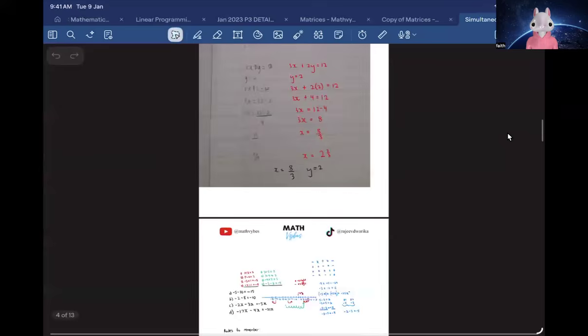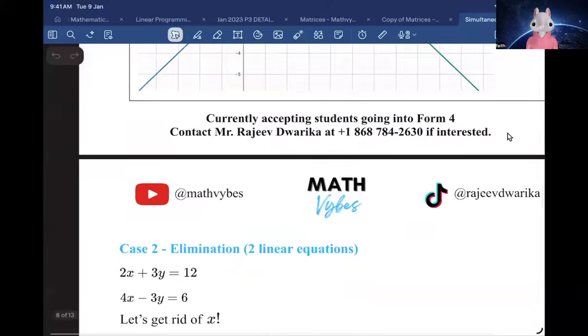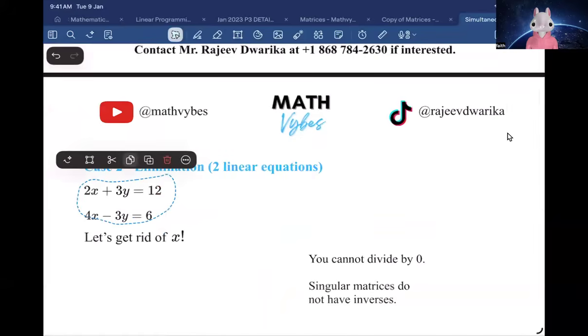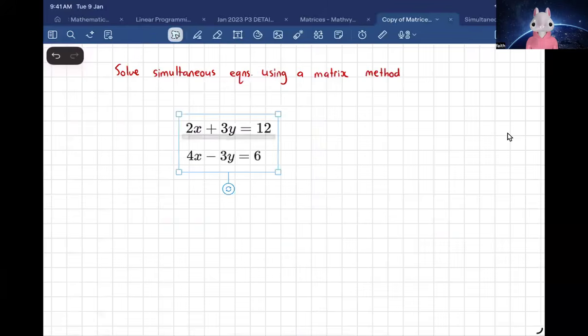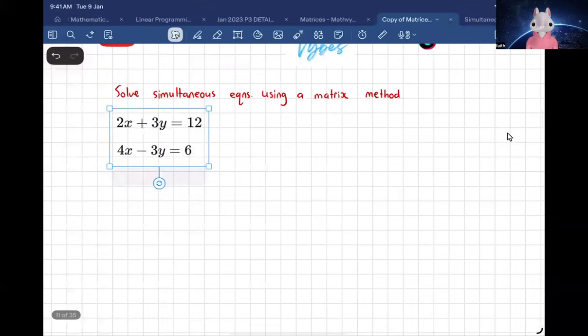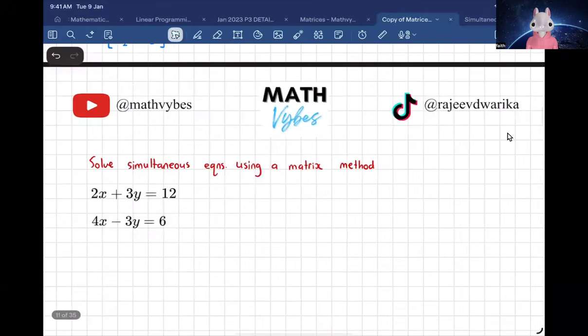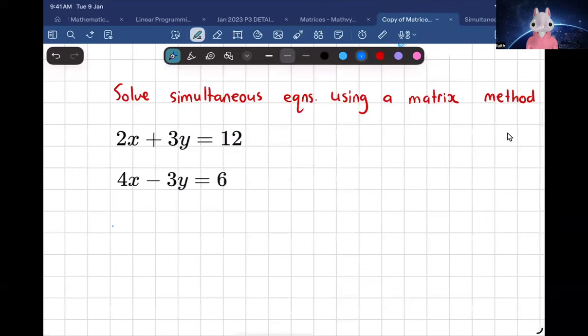Get a different one. It's a nice one. All right, so guys, can everybody see that we have our system of simultaneous equations there? 2x plus 3y is equal to 12 and 4x minus 3y is equal to 6. So here the first thing, you're going to come up with your matrix of coefficients.